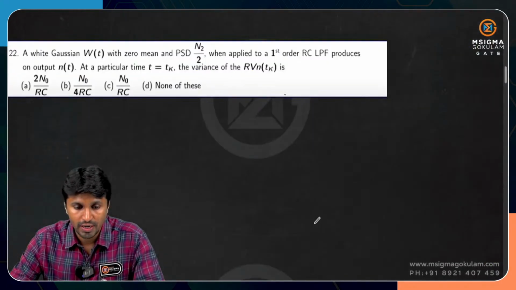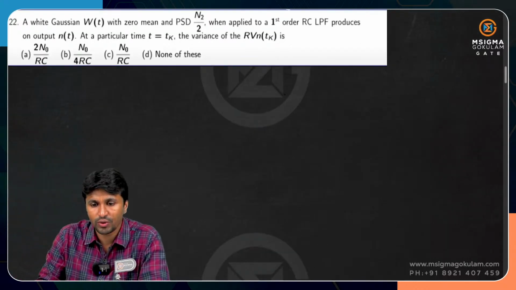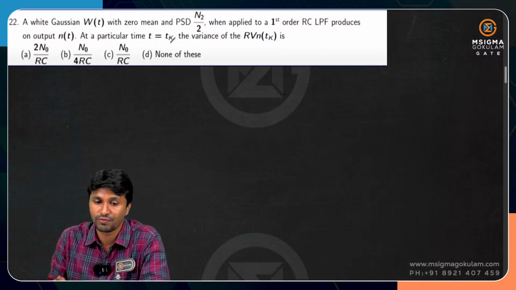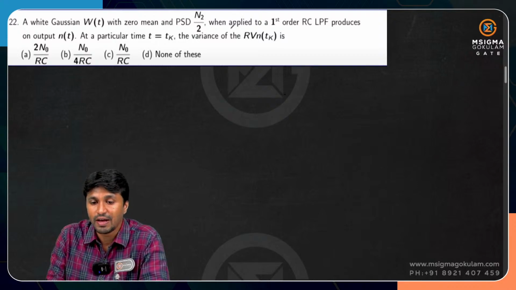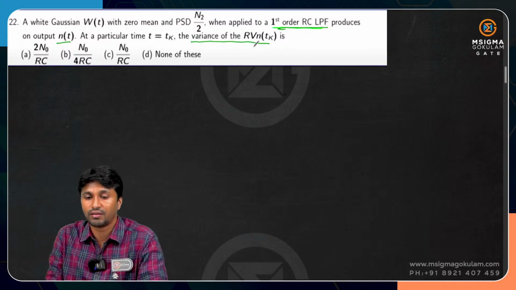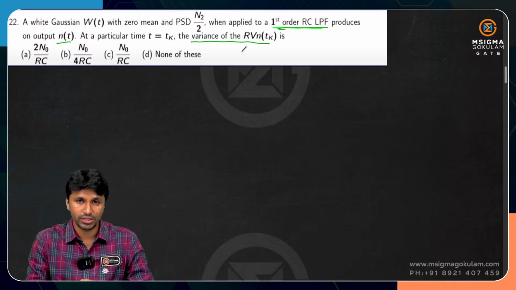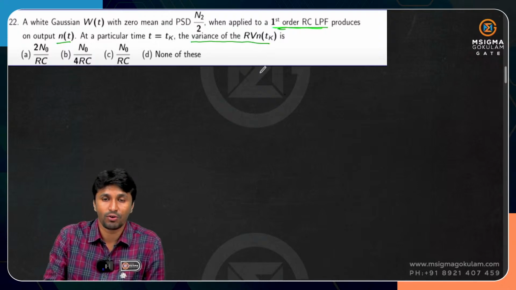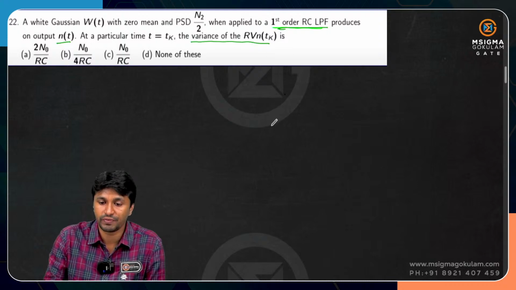Now let us move on to the next question. This also we have directly derived in the class. A white Gaussian noise is passed through a first order RC low pass filter. What is he asking? It produces output n of t, and at a particular time t equal to tk, the variance of the output noise. He is asking you to calculate the power present in the output noise, which we already know.